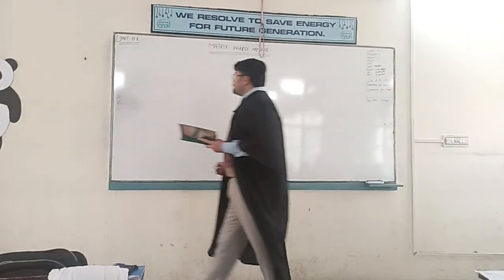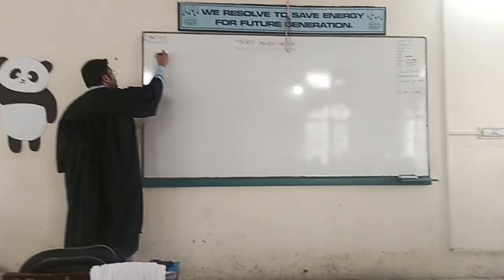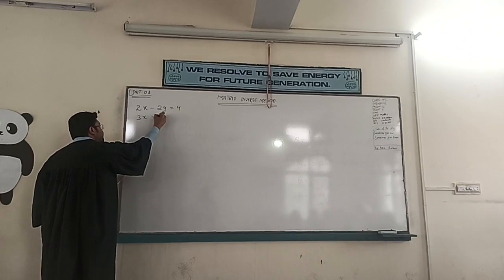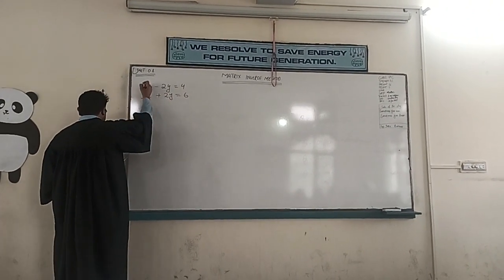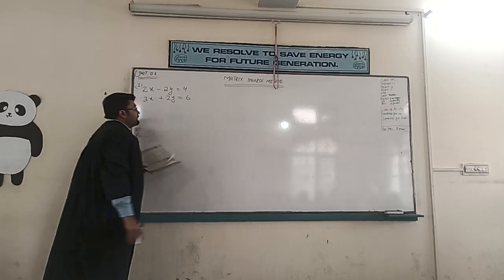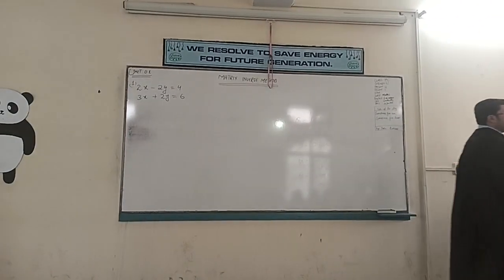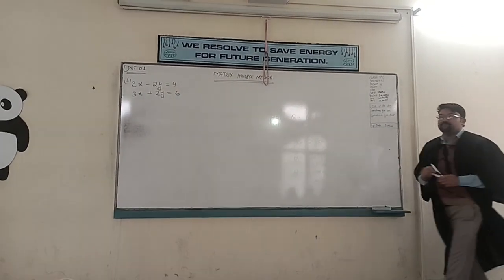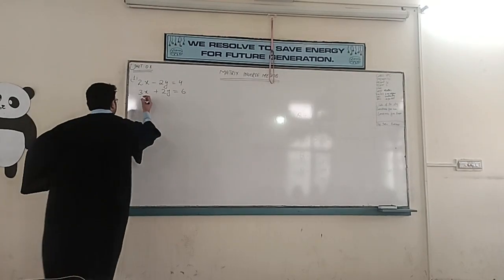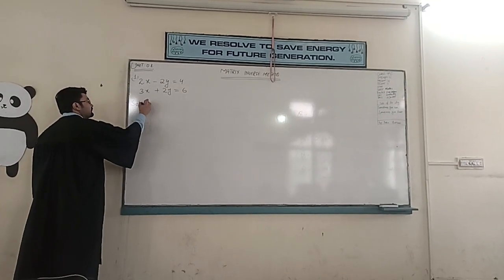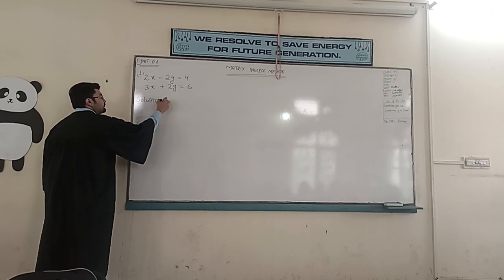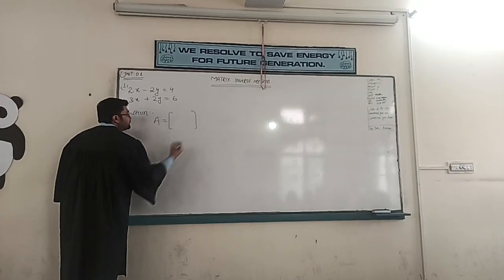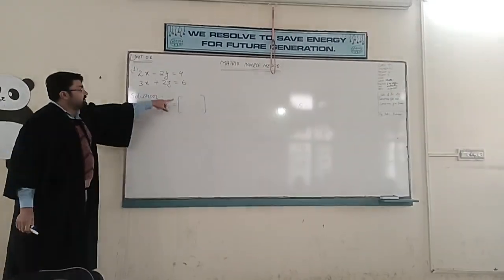Okay, today I want to take a question from your book, that is 2x minus 2y is equal to 4, and 3x plus 2y is equal to 6. By the method of inverse, we will find the values of x and y. Okay? So for that purpose, first of all, we need to take A is equal to, what will be the first entry?